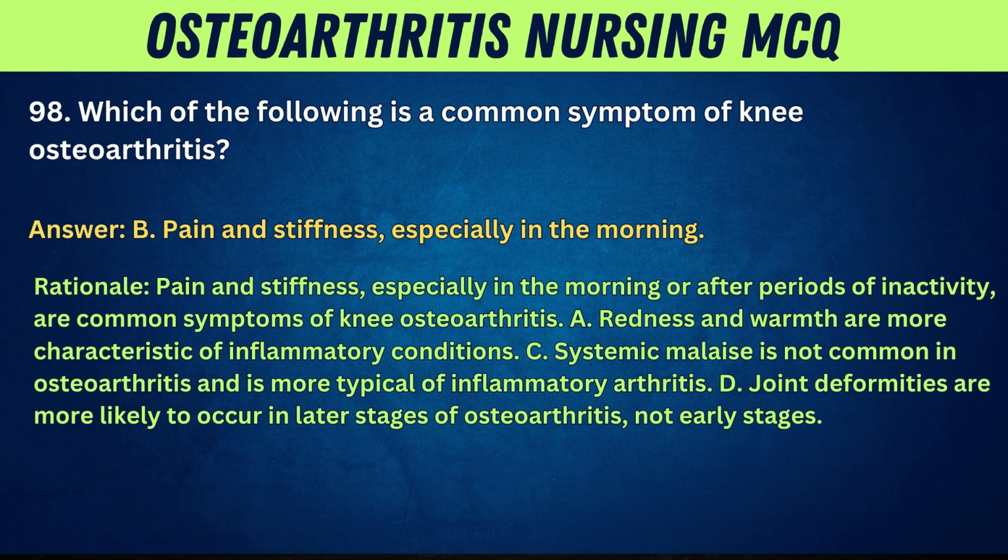A. Redness and warmth are more characteristic of inflammatory conditions. C. Systemic malaise is not common in osteoarthritis and is more typical of inflammatory arthritis. D. Joint deformities are more likely to occur in later stages of osteoarthritis, not early stages.